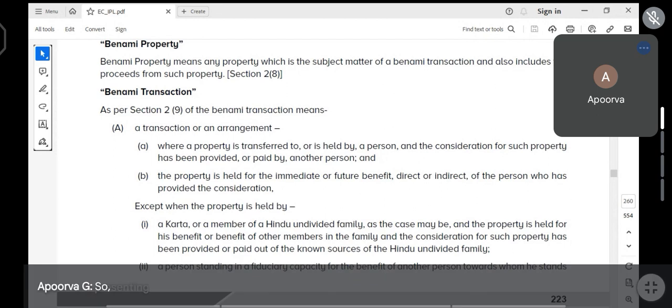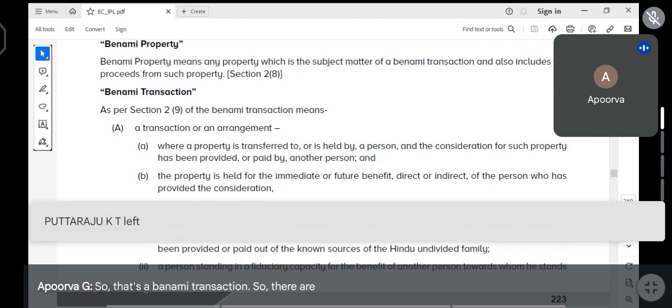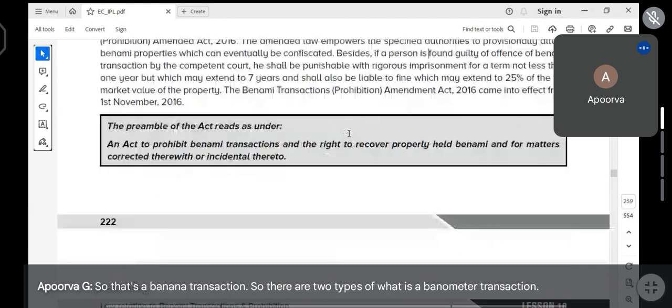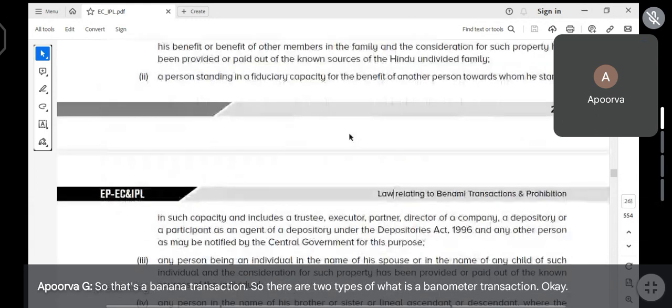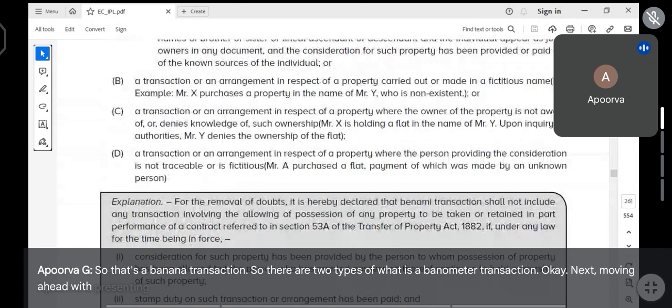Okay, so that's a benami transaction. So there are two types of, what is a benami transaction.